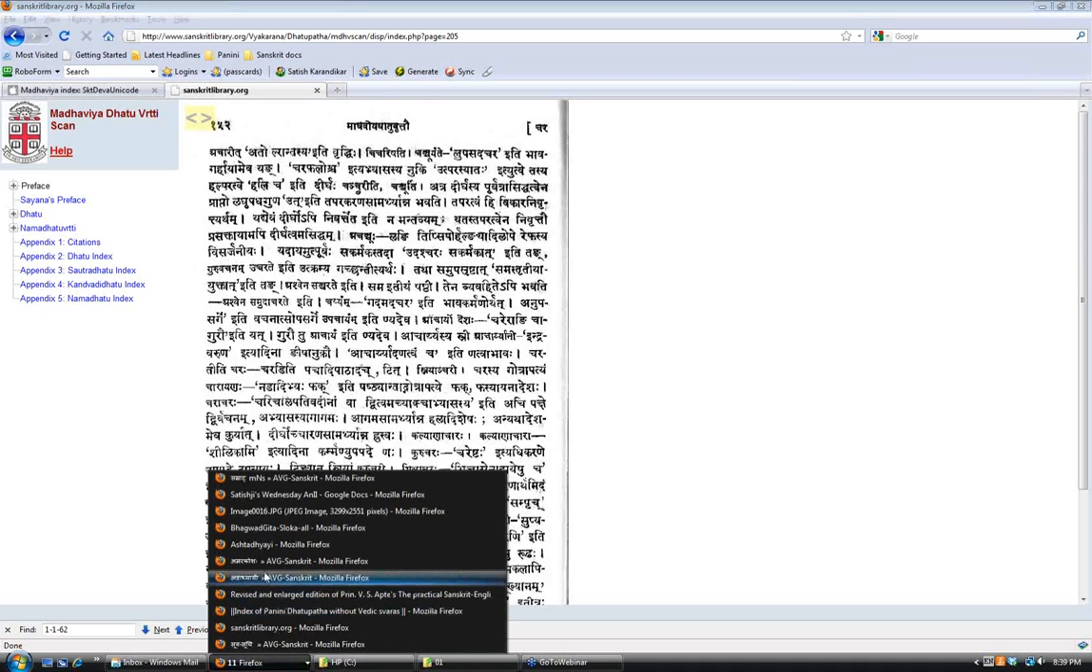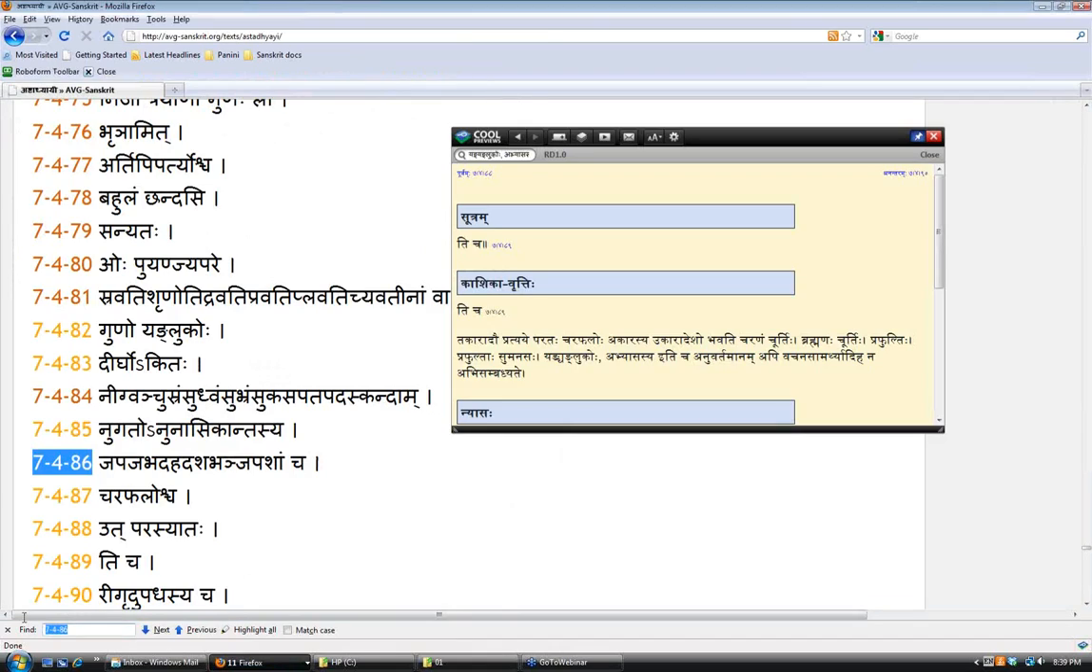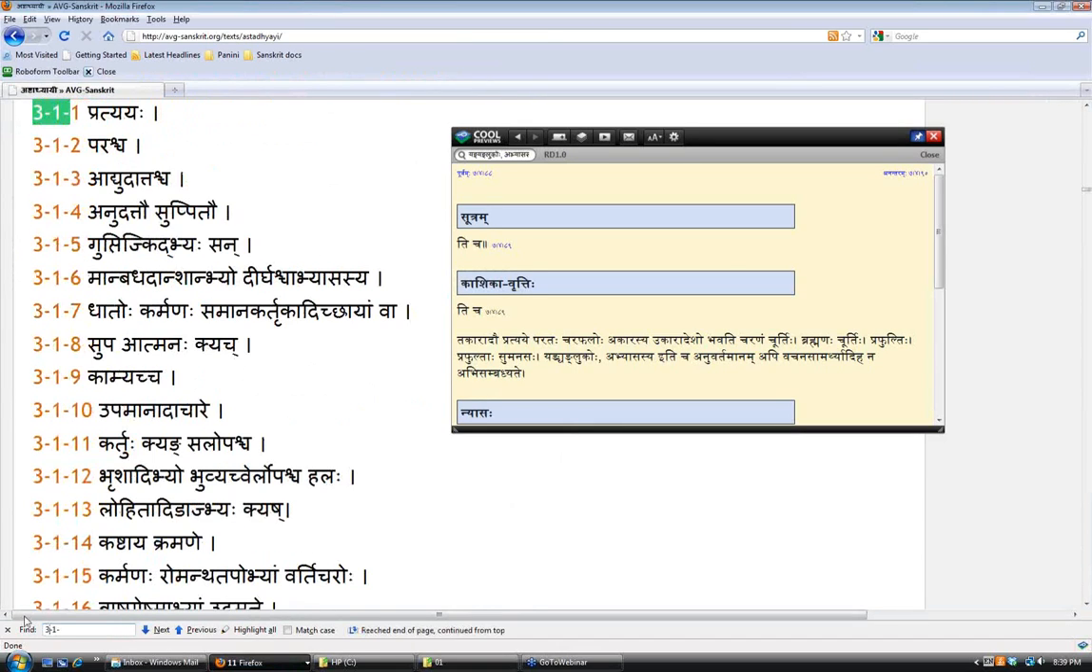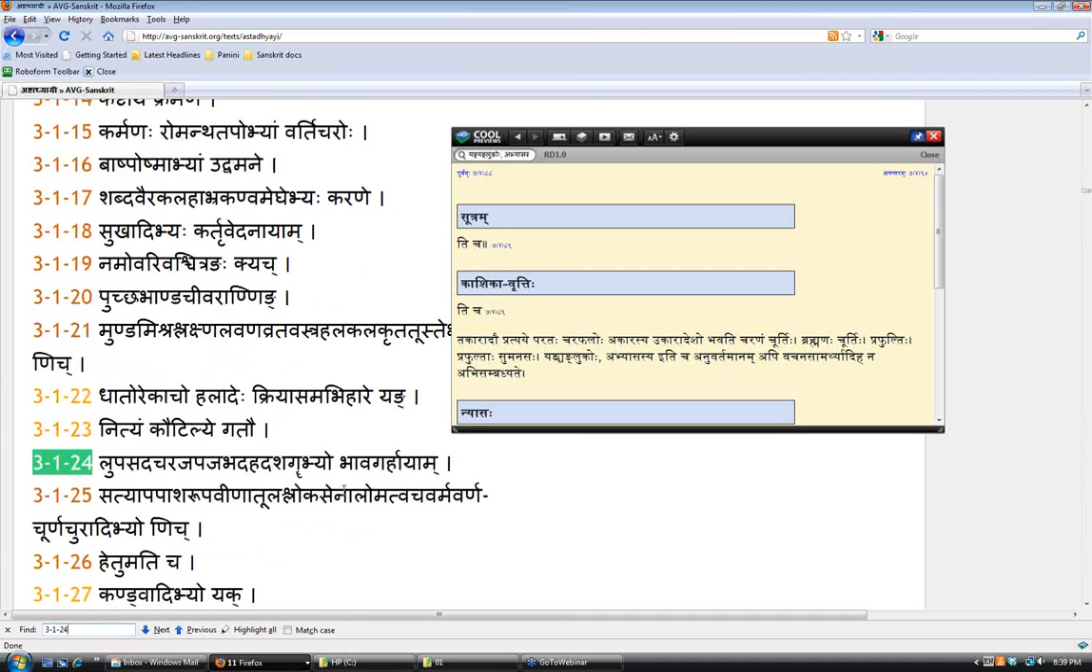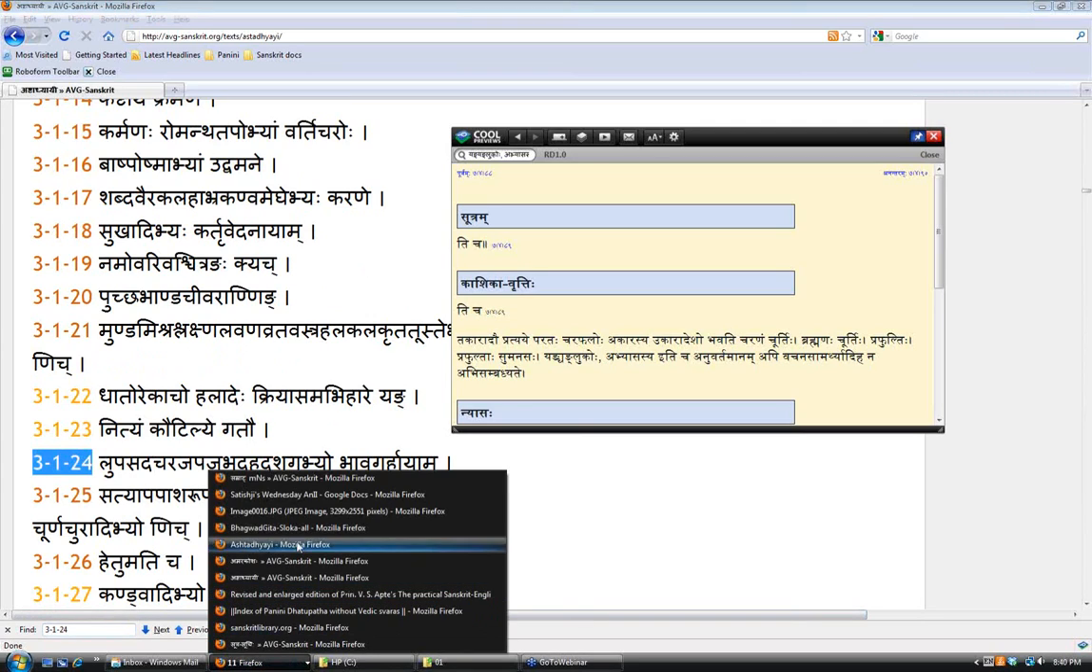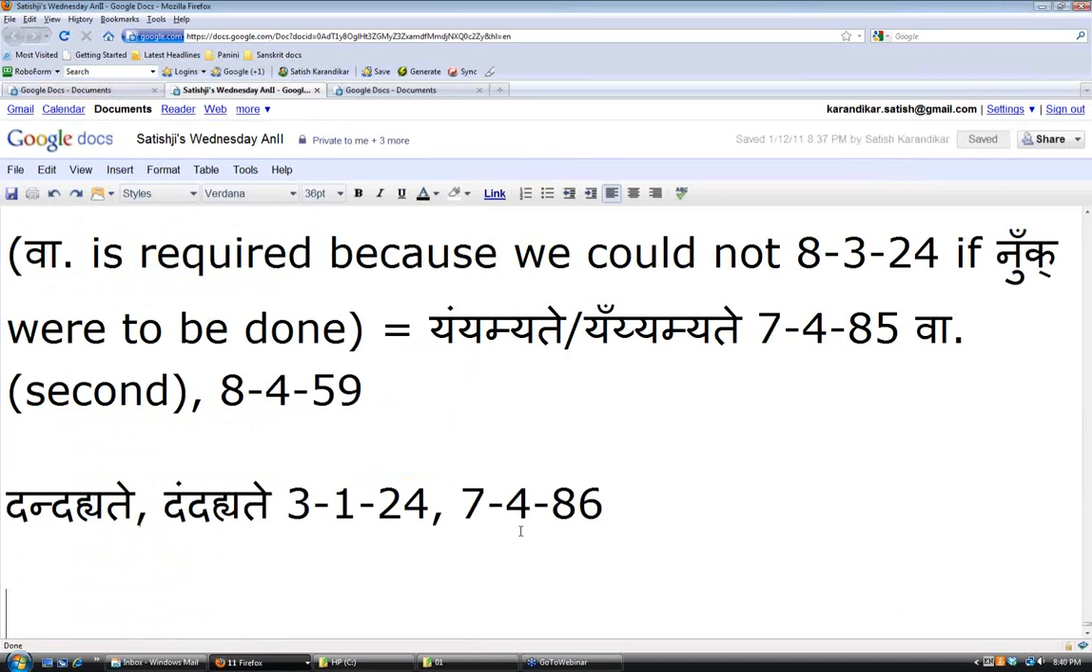So let's look at first of all this 3.124. Only bhavagarhayam. So etebhya dhatubhya bhavagarhayam eva. So even dandayate can also be bhavagarhayam. So he burns in a disgusting manner, kind of. Lupa sada chara japa jabha daha krubhyo bhavagarhayam. Let's start with that. Anyway, this is not covered in our book, so it's okay. But 3.124 again, let's take this dhatu char.